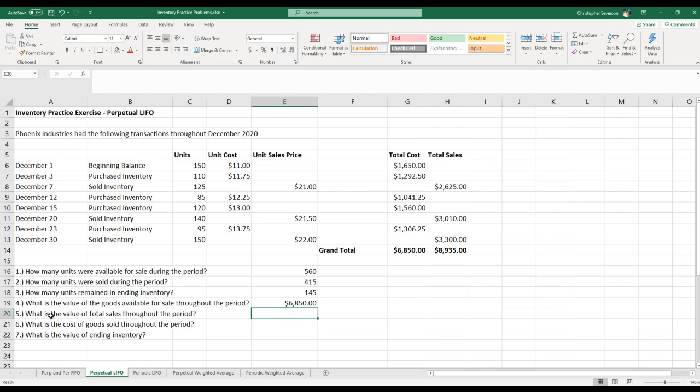What is the total value of sales throughout the period? Now again, this is sales, not cost. Again, we already did that though. We added up all the sales over here. So that's 8935 as well.